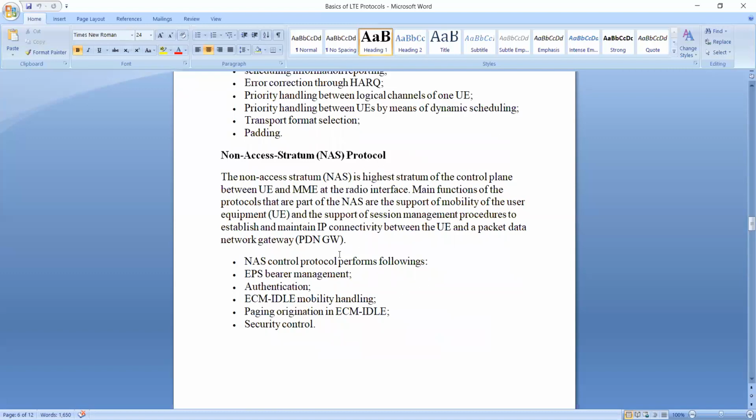I told you in yesterday's class, whenever UE is in connected mode, if it moves to some other location, then data buffering will happen at S gateway. But how that connection management happens in connected mode will be handled by NAS layer.